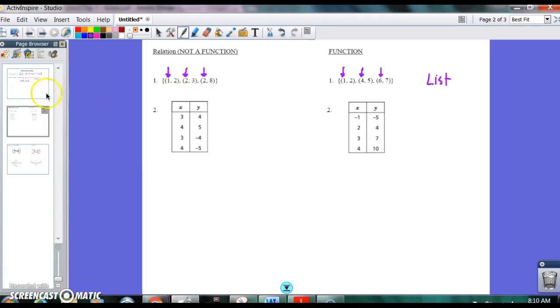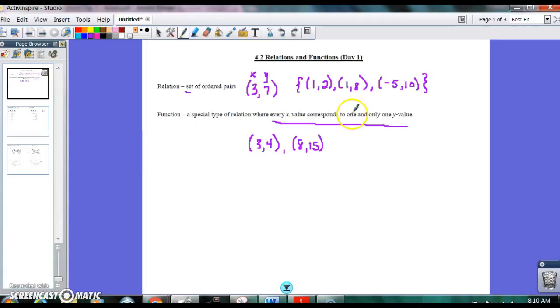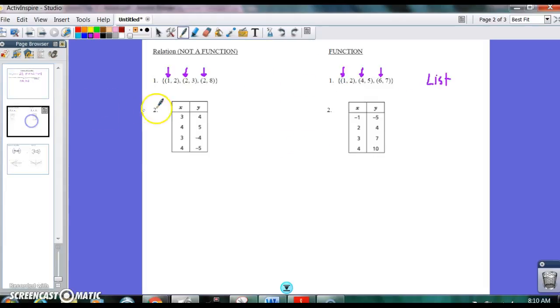So remember our definition of a function, that every x value corresponds to one and only one y value. That means that x cannot repeat within the set of ordered pairs. If you look over here at option 1, I have a repeating x value. 2 comes up twice. Over here, I have all different x values. No x values are repeating. That's what makes this a function and this one not a function. Whenever you see repeating x values, it's not a function.